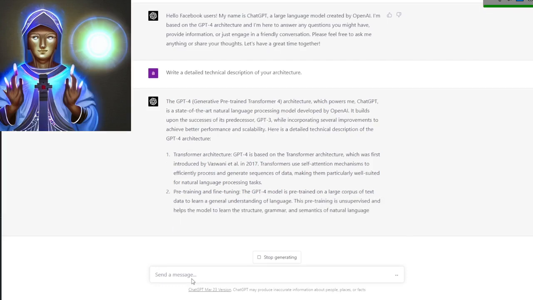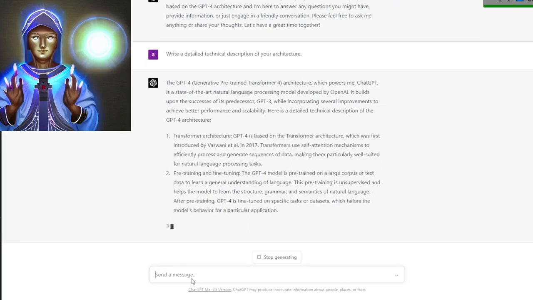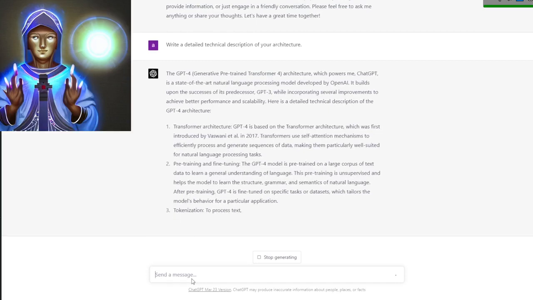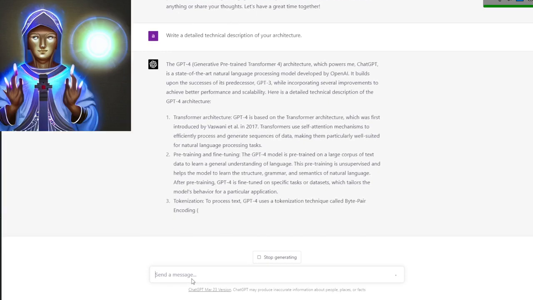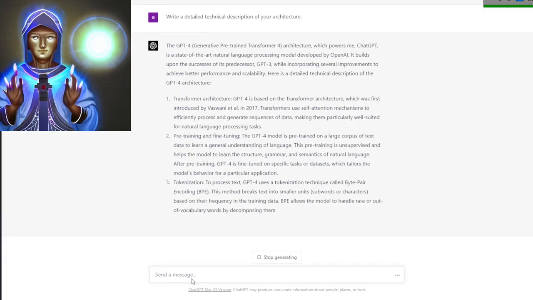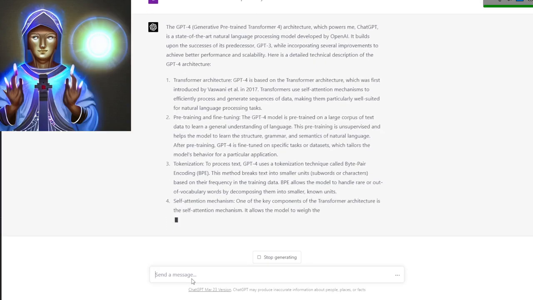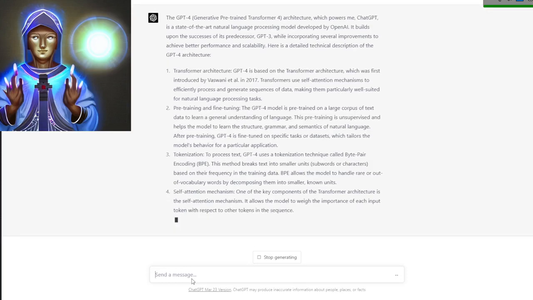Transformer architecture. GPT-4 is based on the Transformer architecture, which was first introduced by Vaswani et al. in 2017. Transformers use self-attention mechanisms to efficiently process and generate sequences of data, making them particularly well-suited for natural language processing tasks.